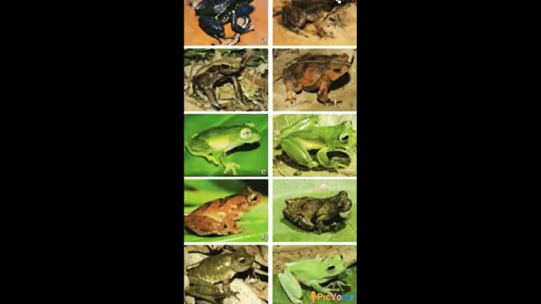Amphibians. Children, you know what amphibians are? Amphibians are a group of animals that include frog, toad, salamander, etc. They live in water and land. The word amphibian means something that lives in water as well as on land.